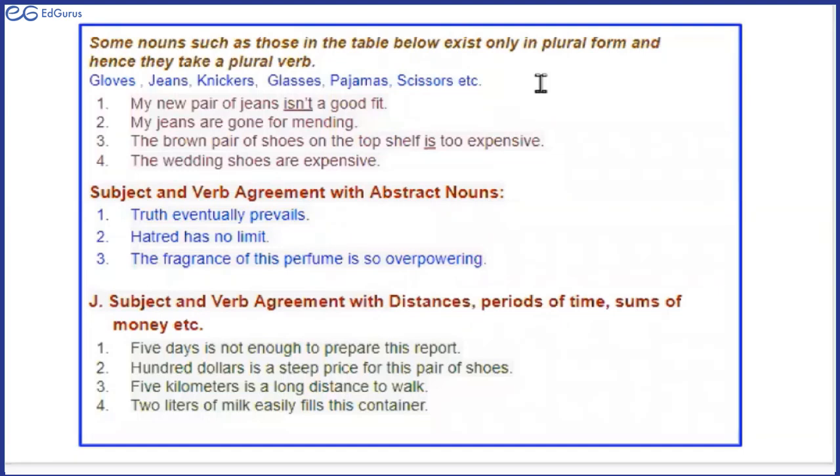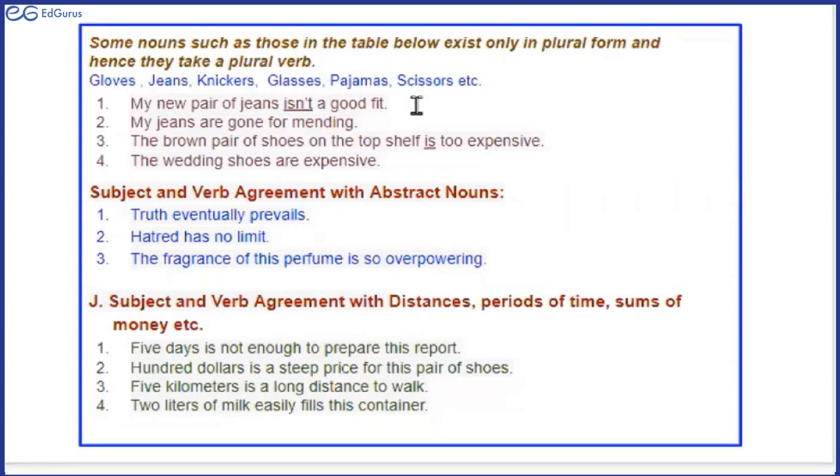It's a pair, right? Similarly, scissors. We never say scissor. Why? Because it is a pair of scissors, right? Now look at the sentences, how it has been used in the sentences. My new pair of jeans isn't a good fit. Now look here that jeans. Jeans appears in plural form, right? But when we say pair of jeans, then it becomes singular. So singular verb is used.